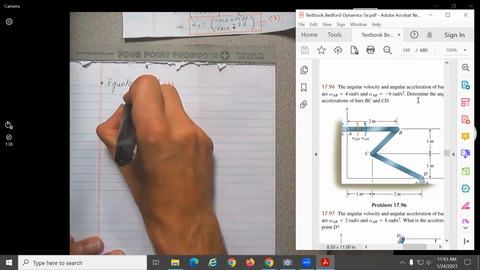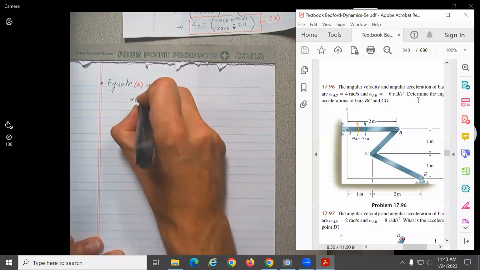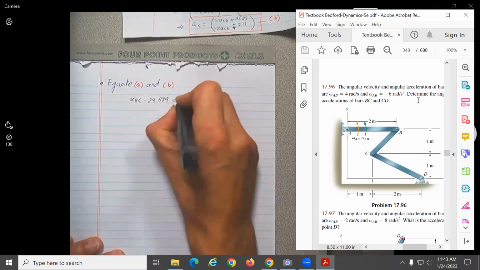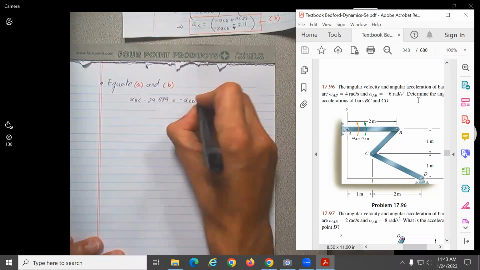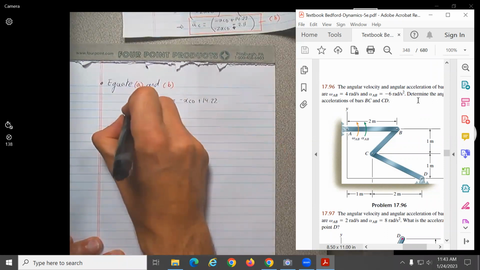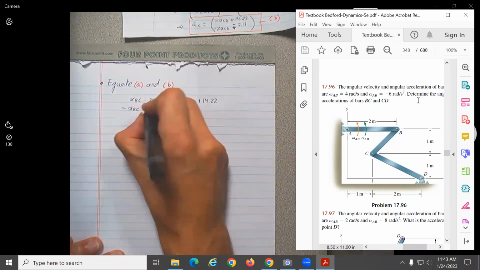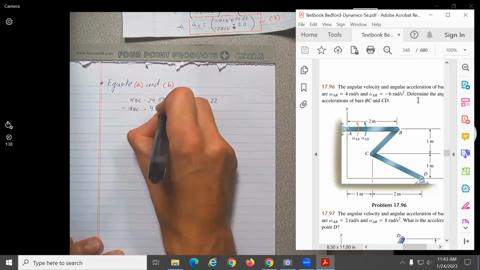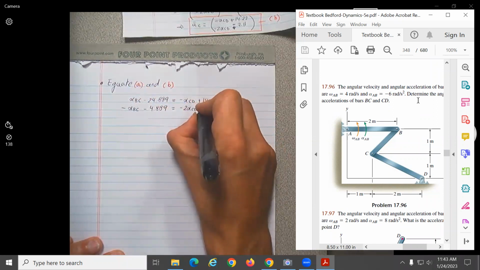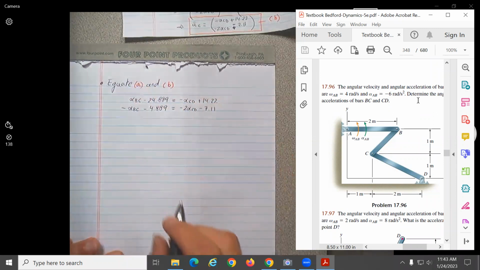So what do we get if we do that? We're going to get alpha BC minus 24.889 equal to minus alpha CD plus 14.22, and minus alpha BC minus 4.889 equal to minus 2 alpha CD minus 7.11. Now you have two equations, two unknowns.